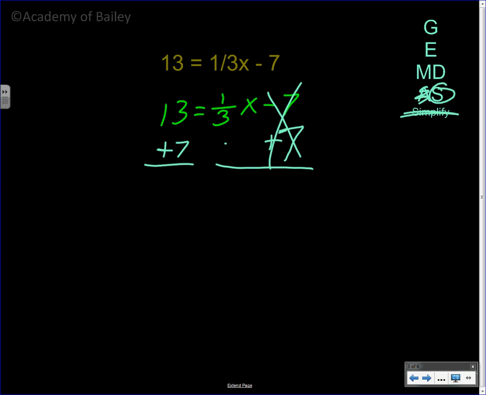On the left side, 13 plus 7 is 20, which is equal to 1/3 x. In order to get rid of 1/3, we're going to multiply by the reciprocal, 3/1. Those cancel, leaving x. And if we multiply by the reciprocal of 3/1 on the right side, we do the same thing on the left side, where 3/1 is just 3. So therefore we have 60. x is equal to 60.